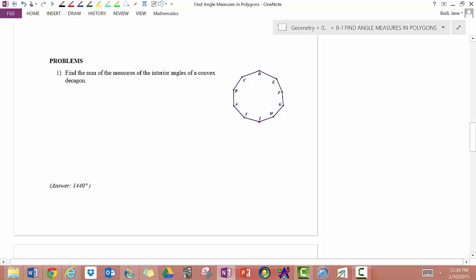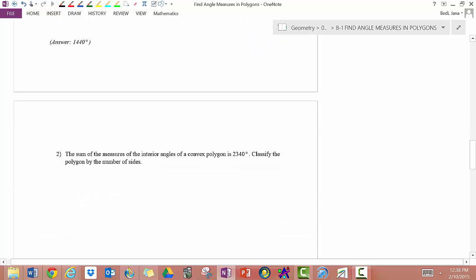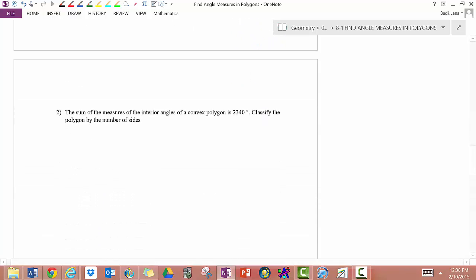Okay, this one, just apply the formula. The sum of the measured interior angles is 2340, so you're going to set n minus 2 times 180 degrees equals 2340. Divide both sides by 180 and then solve for n.